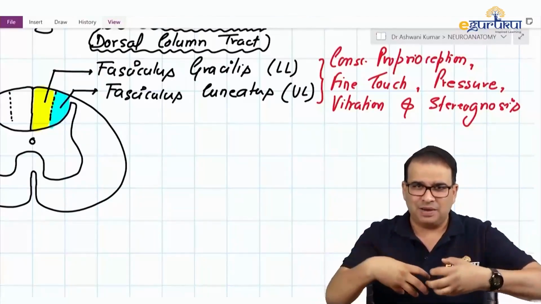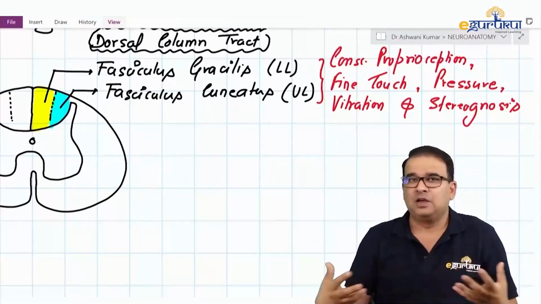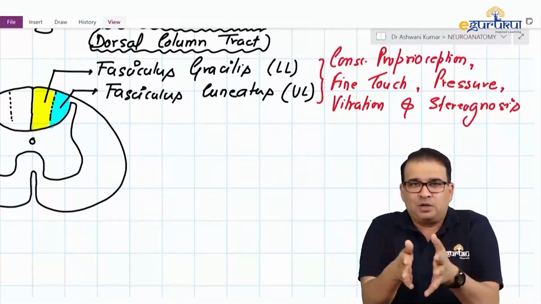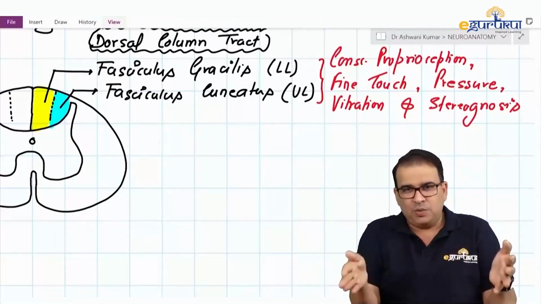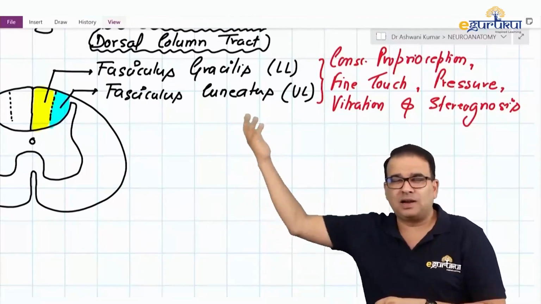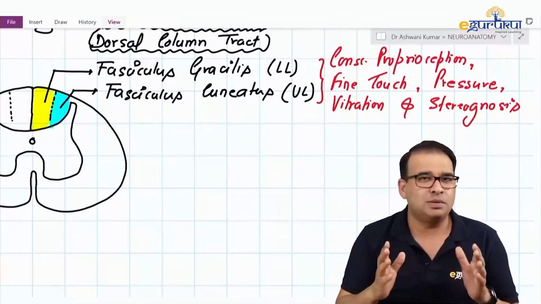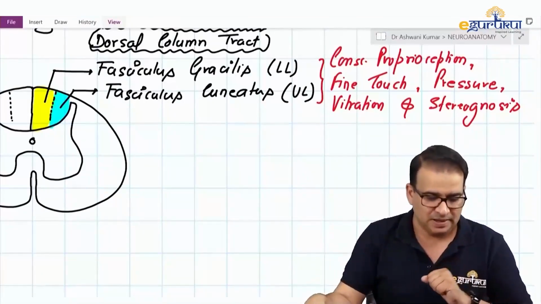So when the fibers come inside from the lower limb, because these are sensory fibers, they get accumulated in the inner part of the spinal cord, and the ones accumulated in the outer part of the spinal cord are the ones coming from the upper limb. That way you can remember which one is inside and which one is outside.